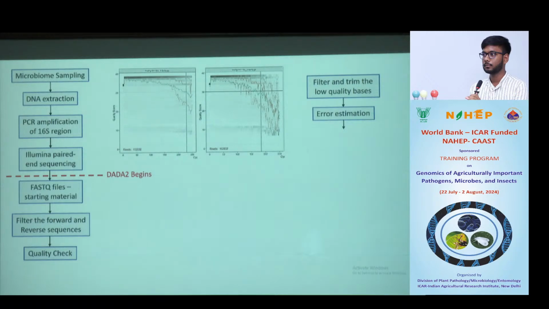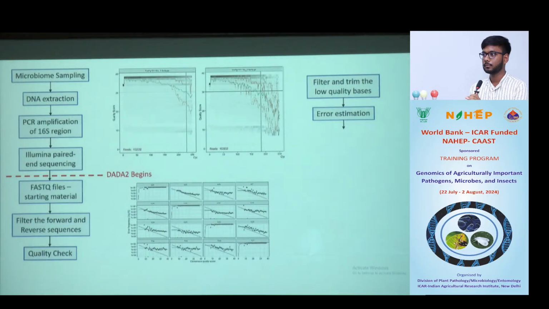Then error estimation. What is error estimation? In Illumina sequencing, the same sequence is read multiple times. That is called depth. For example, if you are sequencing the same sequence 100 times, take the first base as A. At all 100 times, is the first base A read as A or as other bases?